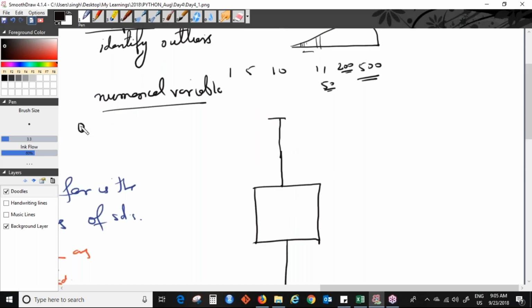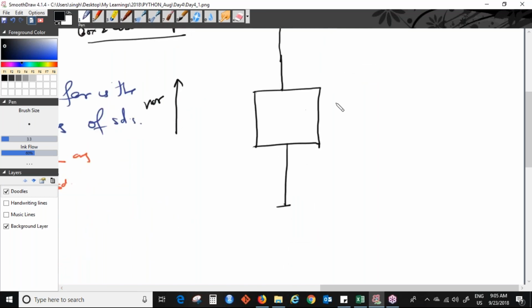It is also known as the box and whisker plot. This is the box, and these lines that I have drawn here are known as whiskers. So it is also known as box and whisker plot. What do you have on the y-axis? On the y-axis, you have whatever variable you are referring to, and there is no x-axis here, it is just one axis.